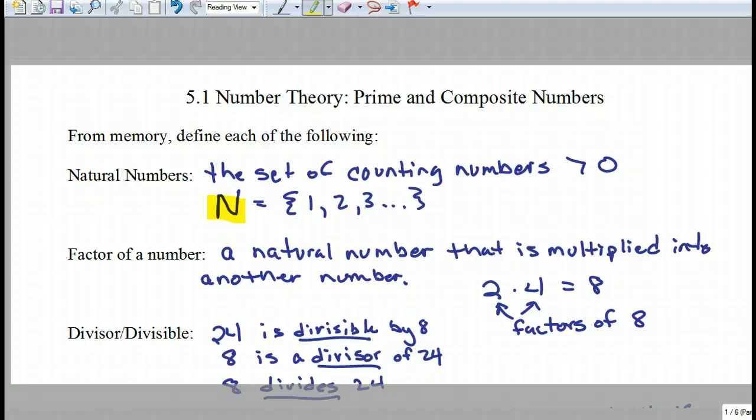A factor of a number is a natural number that is multiplied into another number. So for instance, if you look at 2 times 4 equals 8, then those two numbers are factors of 8. So both of them, 2 and 4, are factors of 8.